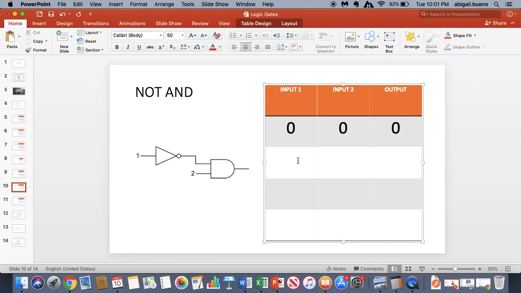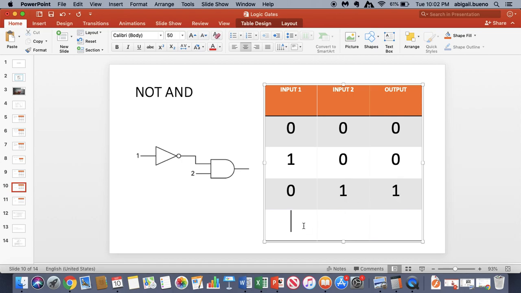Let's do input 1 as 1, input 2 as 0. Input 1 goes through the NOT gate, so it will be 0, and then 0 goes through the AND gate, it is 0. Input 1 is 0, input 2 is 1. Input 1, 0, but it will go through NOT, so it's 1. 1, and input 2, 1 goes through the AND gate, so the output is 1.